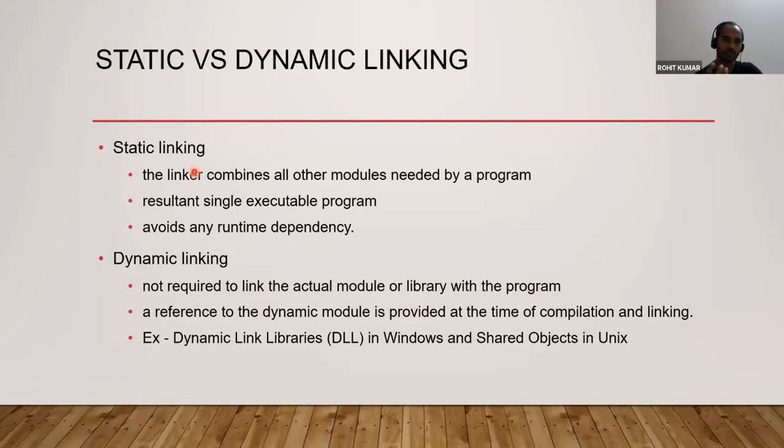Dynamic linking uses a reference. A reference means a kind of pointer to the dynamic module, because if you want to add something at runtime, then obviously you need some sort of address. And how will you provide the address to the CPU? Then obviously you need a variable. That variable is called a pointer, because a pointer is a variable that holds a particular address. Okay, fine. And the example of dynamic linking is dynamic link libraries.